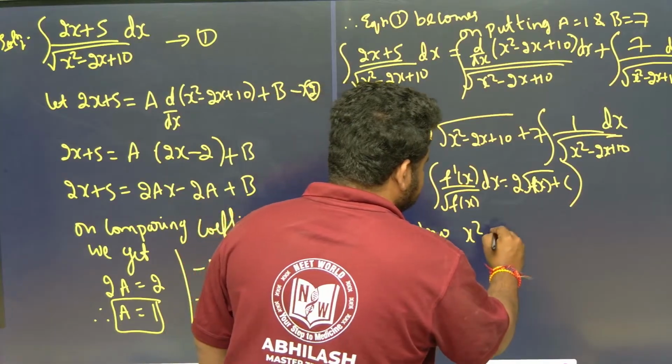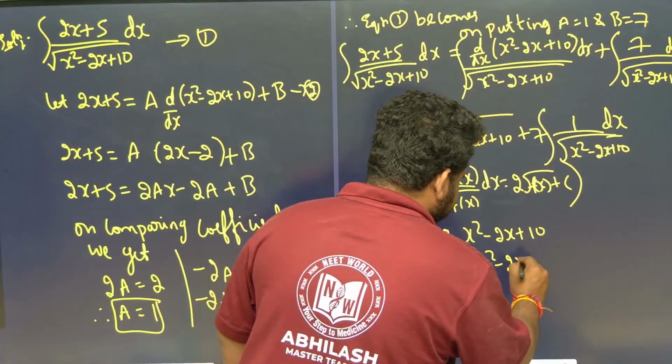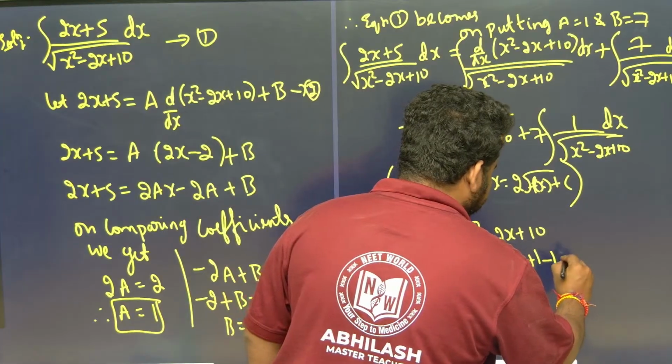Now x square minus 2x plus 10. This can be written as, this implies x square minus 2x. Okay. Let me add and subtract 1, plus 1 minus 1 plus 10.